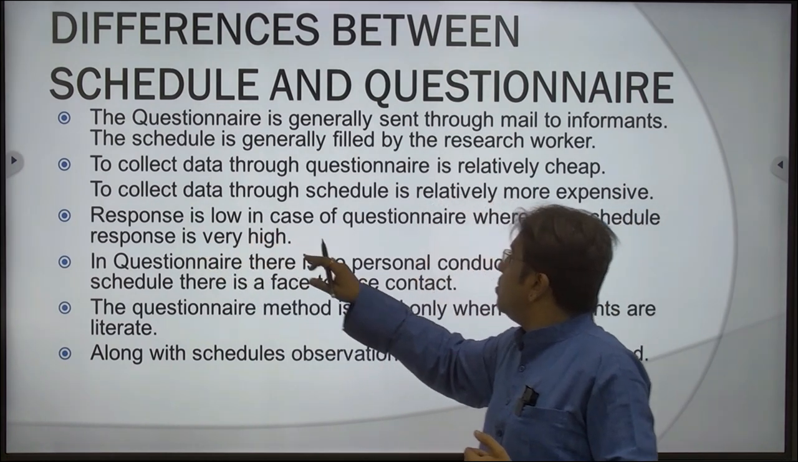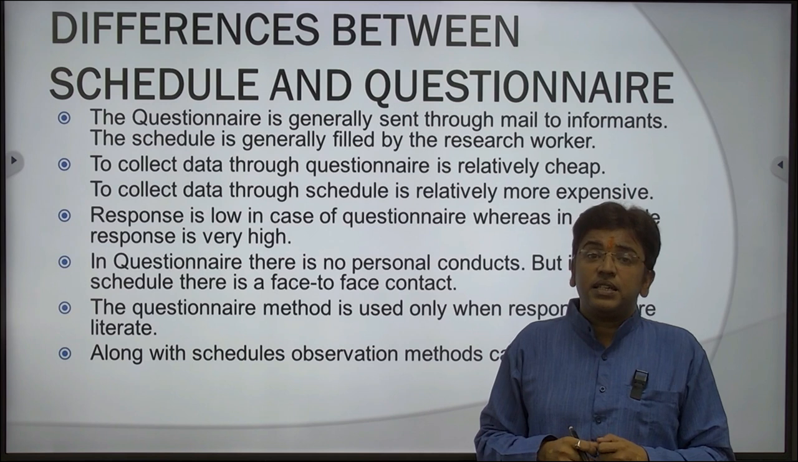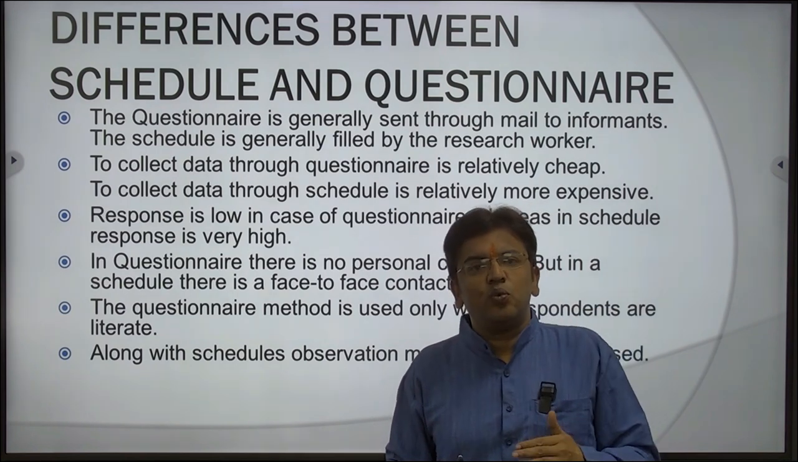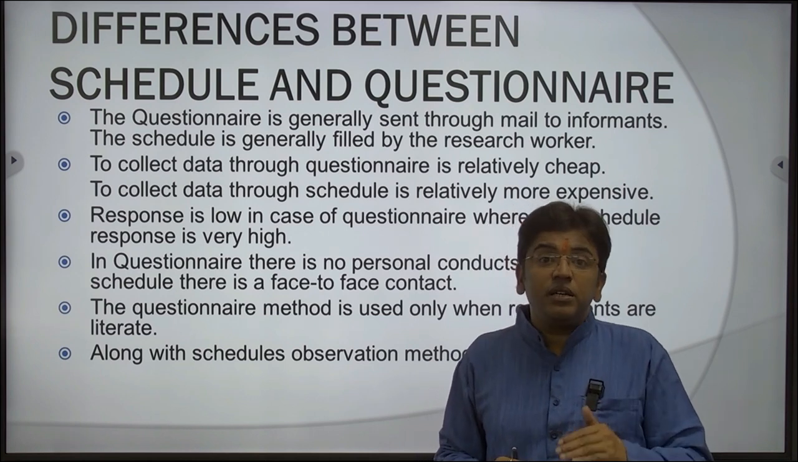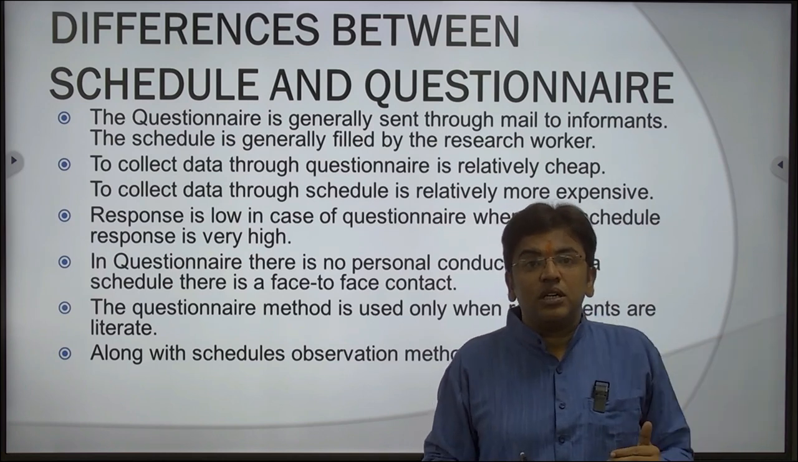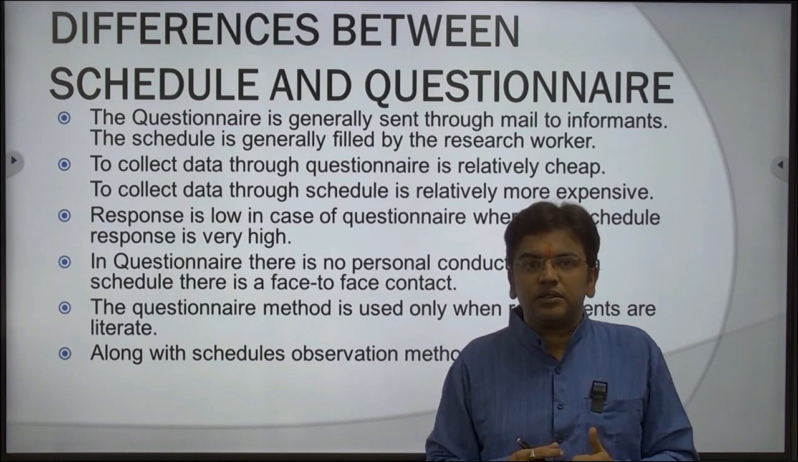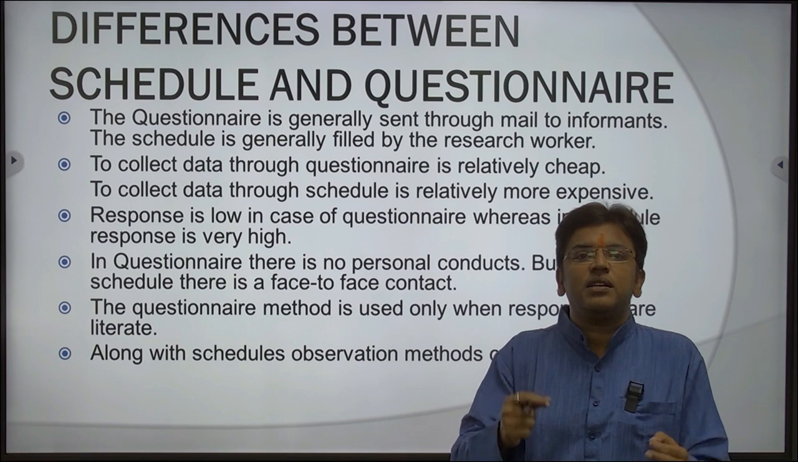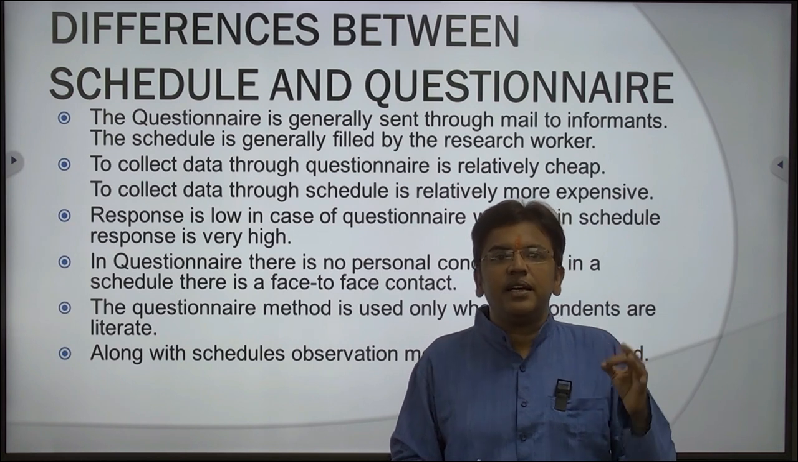Then, the response is low in the case of a questionnaire, whereas in a schedule the response is very high. Whenever we collect data by questionnaire, the response rate is very low. Why? Because we have sent the mail, but the respondent has not seen it, or has seen it but at that time is not in a condition to reply. Sometimes the mail goes into junk. So there are different problems which our respondents face. But in a schedule, the researcher himself goes and collects the information, and whatever information he collects is authentic, reliable, and credible.